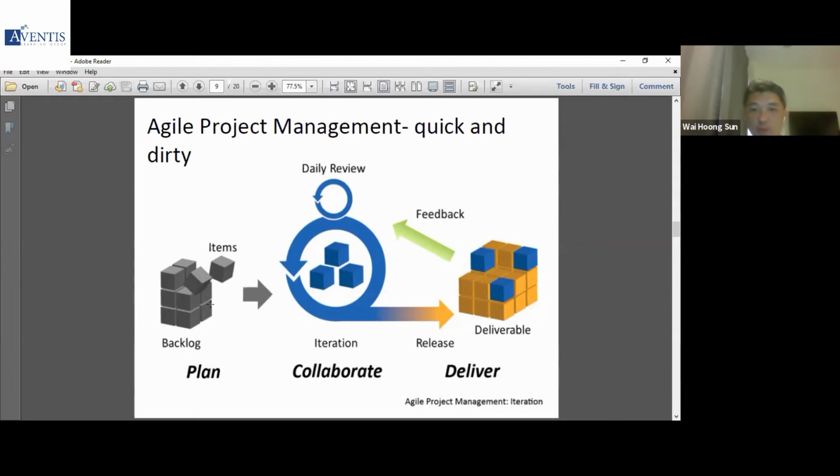So not just one way, but iterations. But every time you iterate, you increment, you increase another deliverable. You increase another deliverable. Right? So increment and iterate, or iterate and increment.